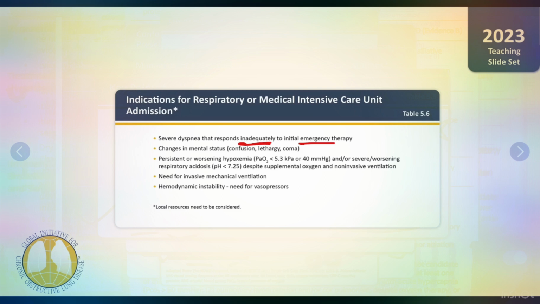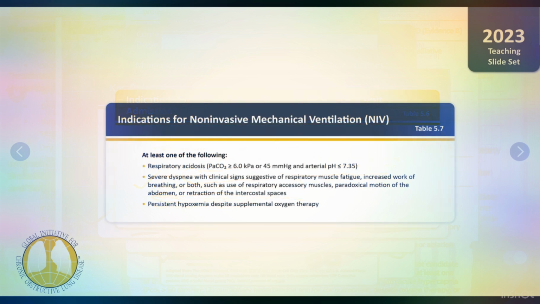Persistent or worsening hypoxemia, like PaO2 less than 40, only less than 40, and severe or worsening respiratory acidosis, like pH less than 7.25, despite supplemental oxygen and non-invasive ventilation. Need for invasive mechanical ventilation is there, then also we should shift the patient to ICU. And if the patient is hemodynamically unstable and he needs vasopressors, then also ICU.